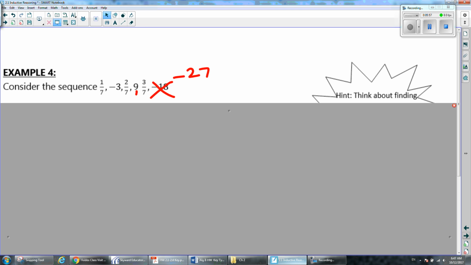Okay, example 4, make sure you change... I think I fixed the typo in your notes. Your last term should be -27 there. So we have fractions and we have some whole numbers. So the big hint here is think about finding patterns for odd and even terms separately.